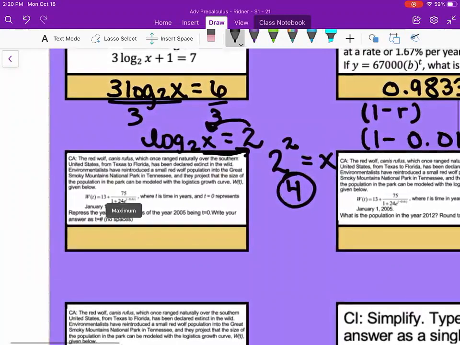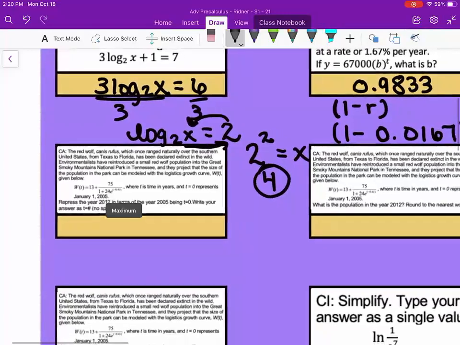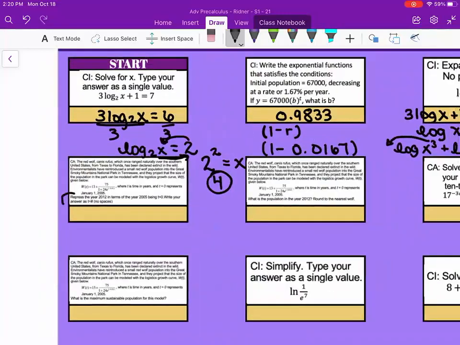And it says, we want to represent the year 2012 in terms of the year 2005 being t equals 0. Good typo there. So in 2005, t is 0. 2006, t is 1. 2007, t is 2. So forth and so on. What would it be in 2012? T would equal 7. If you type that in with no spaces, you will get that question correct.